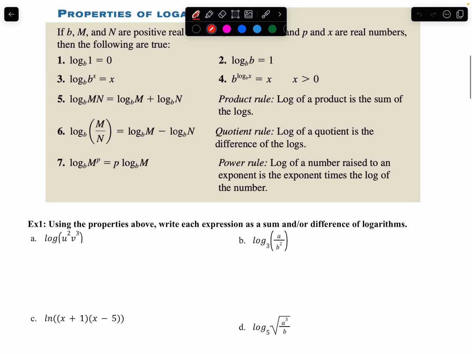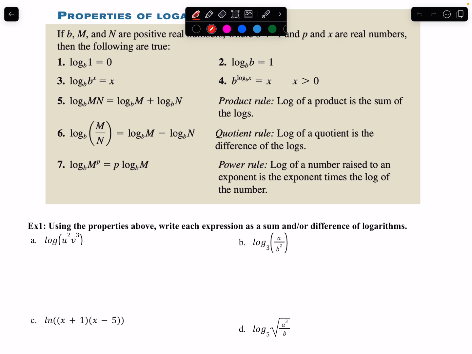So let's start. Use the properties above to write each expression as a sum or difference of logs. So I'm focusing on this part here, and I want to try to rewrite this using properties of logs. So something's going on here. First I'm going to use number 5.